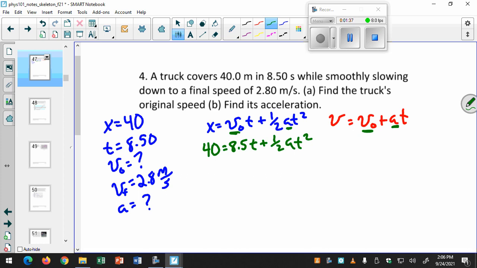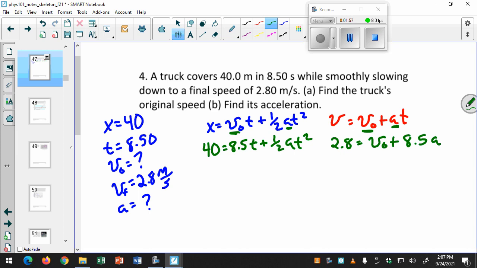And I'm going to do that over here too. 2.8 equals v naught, which I don't know, plus 8.5a. That's where t is 8.5. So I've just rewritten them with the things that I know and the things that I don't know.